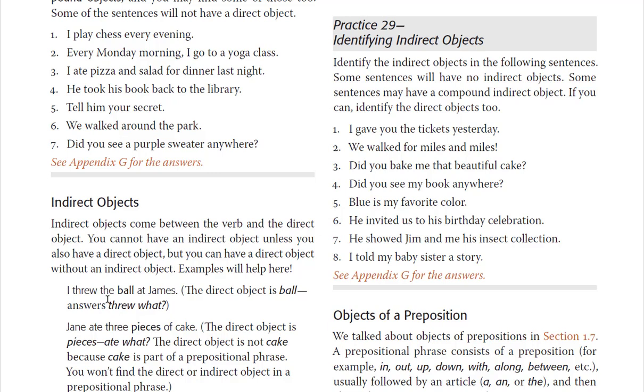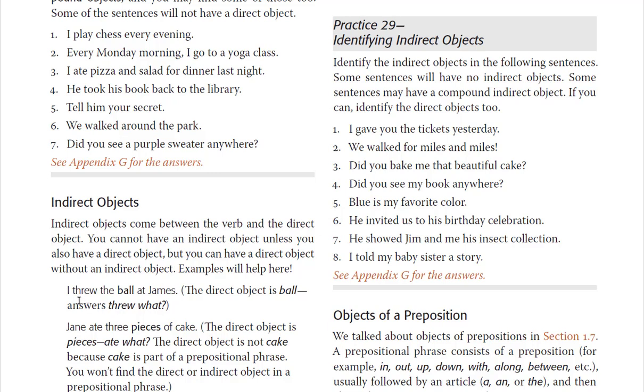I threw the ball. The ball is the direct object because you threw what? You threw the ball. Jane ate 3 pieces of cake. The direct object is pieces. Ate what? Pieces. The direct object is not cake because cake is part of the prepositional phrase. You won't find a direct or indirect object in a prepositional phrase. In a prepositional phrase, you would find the object of the preposition.